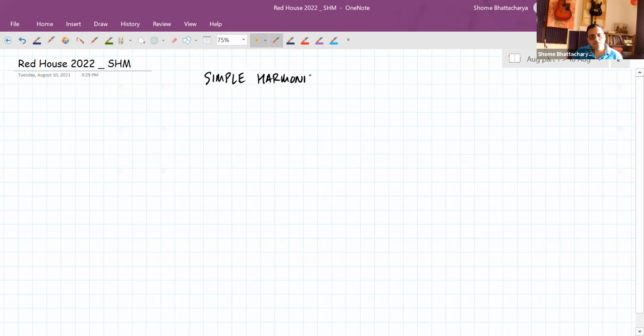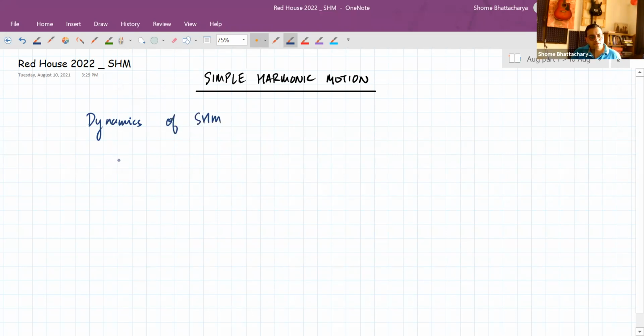So having completed the kinematics of SHM portion, understanding all the various kinematical parameters like displacement, velocity, etc., now let us move on to the dynamics of simple harmonic motion, where we'll understand the nature of the restorative force that is responsible for SHM.